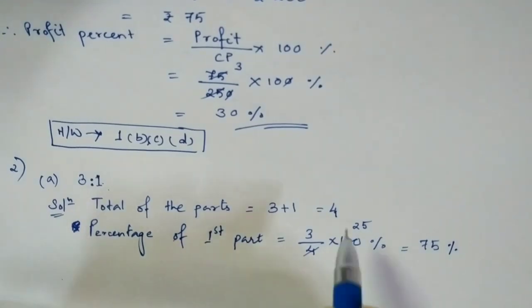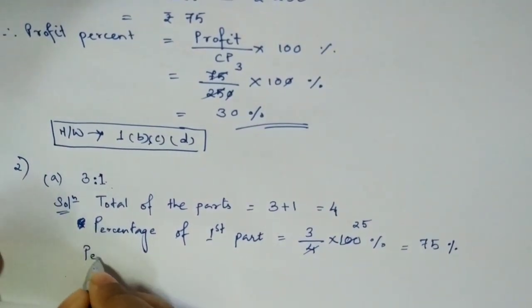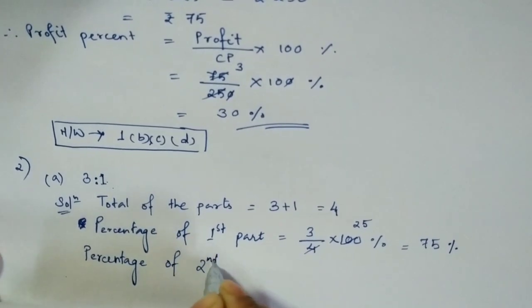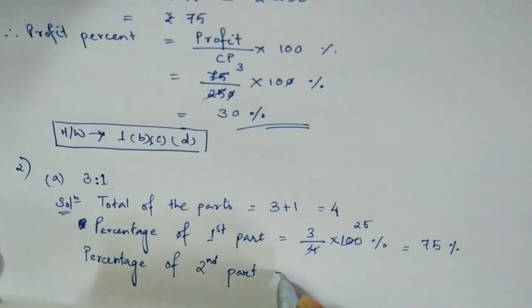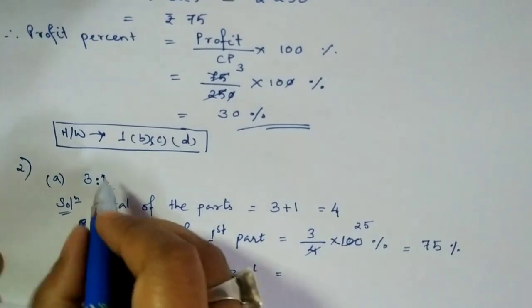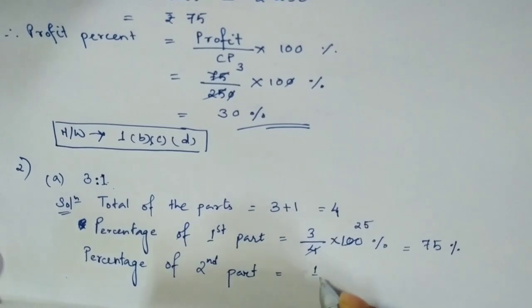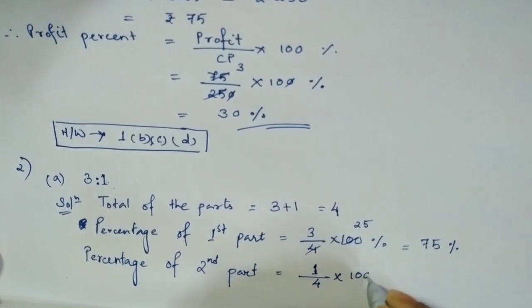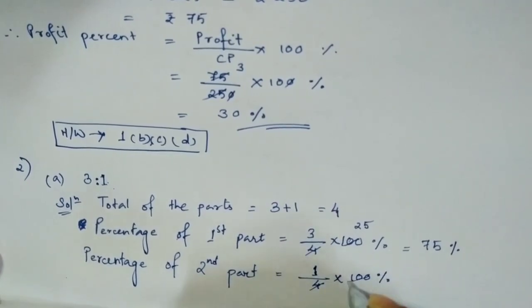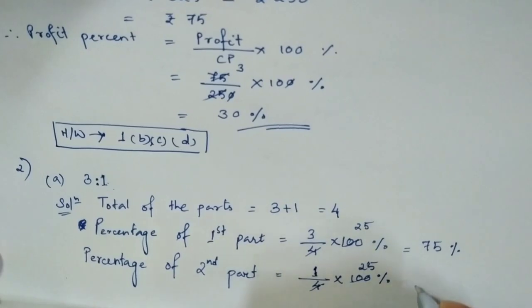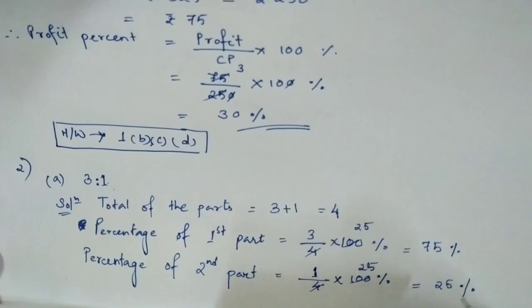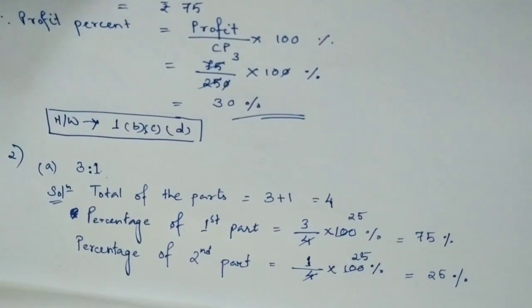Understood? Next we have to find the percentage of the second part. So percentage of second part will be equal to, take the second part, that is 1, divided by again the same total, that is 4, into 100. 4 25s again gets cancelled. 1 into 25 is equal to 25. If you add them, 75 and 25, they give you a total of 100, which is the total percent. Okay, so you have to find it this way.